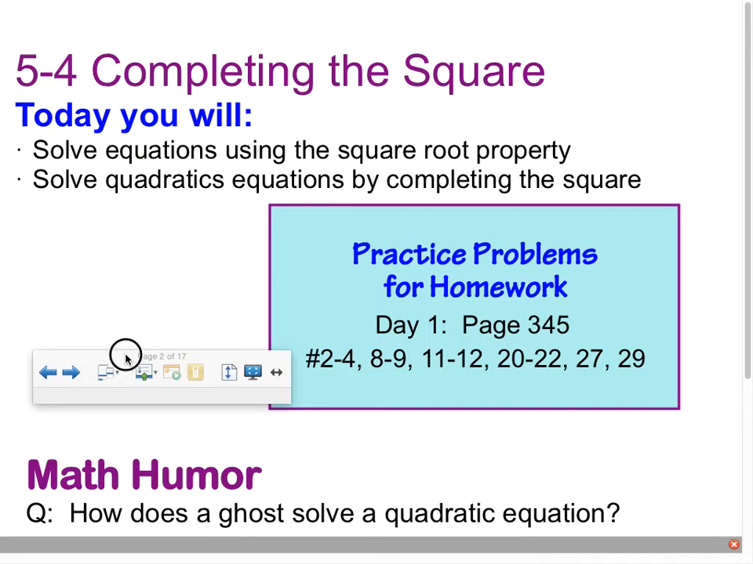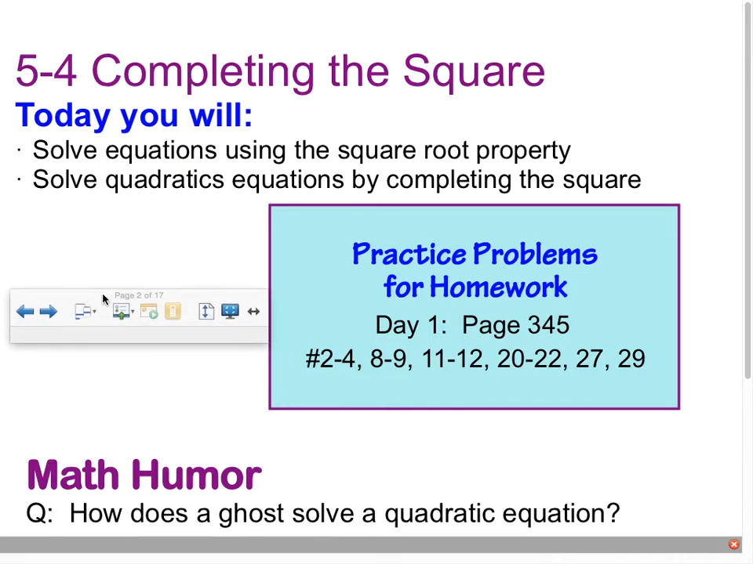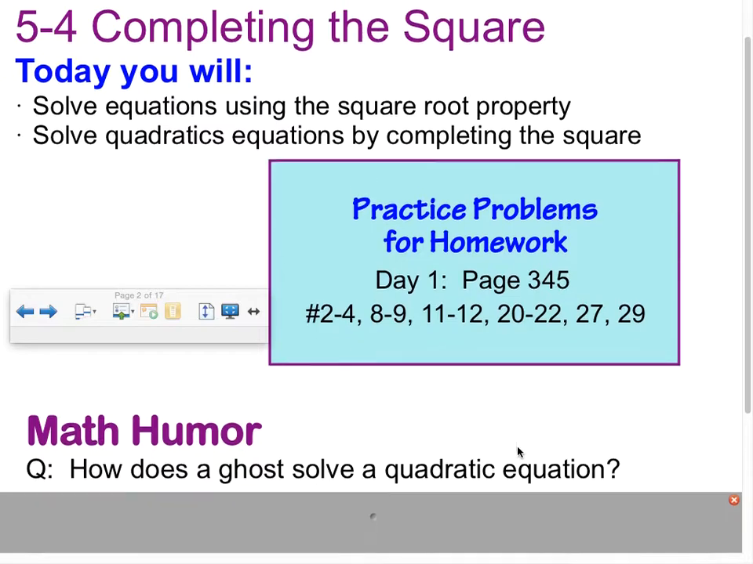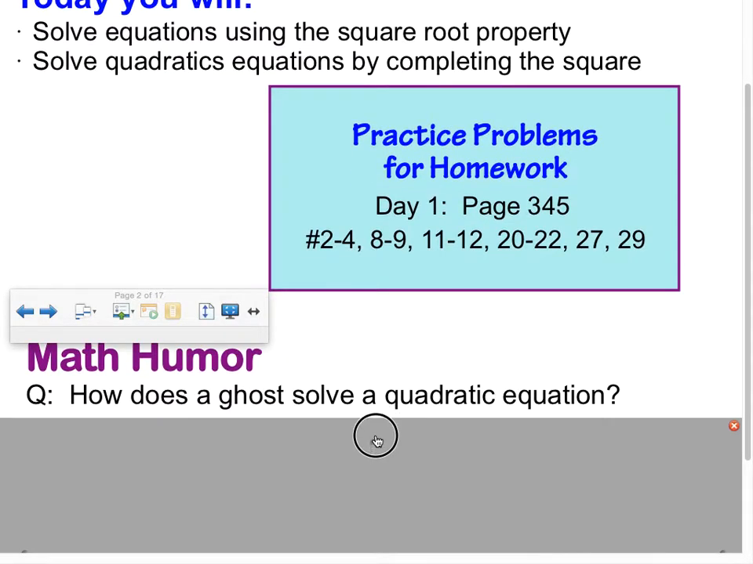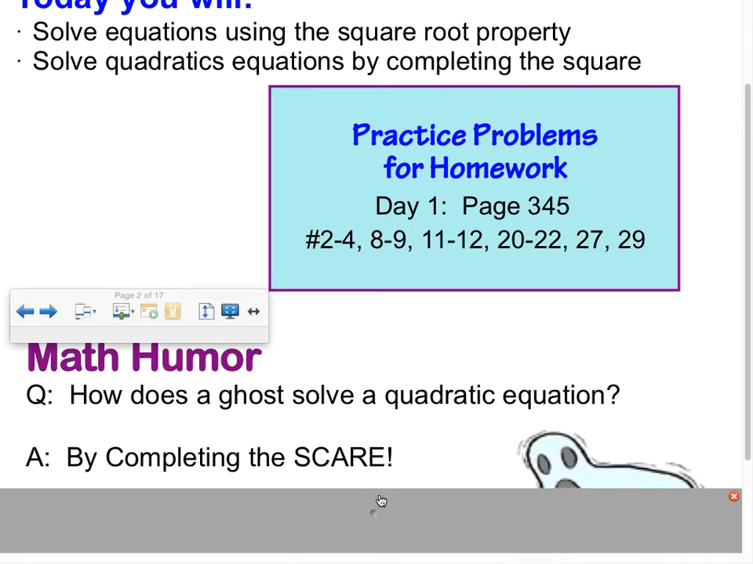Here's a little humor for you. How does a ghost solve a quadratic equation? By completing the scare.